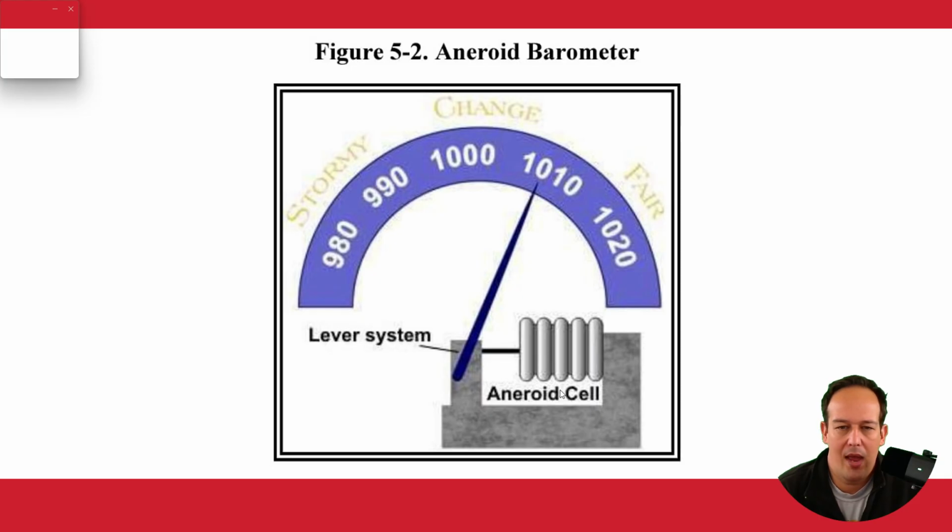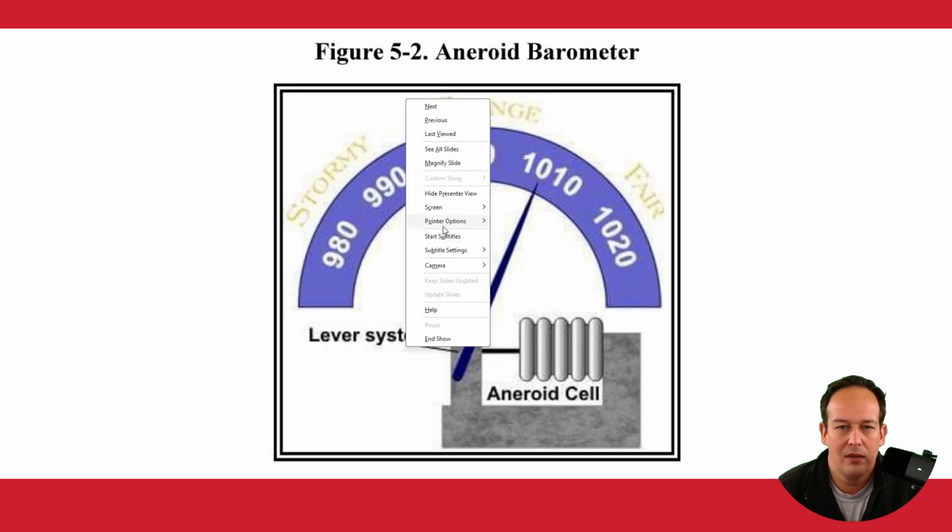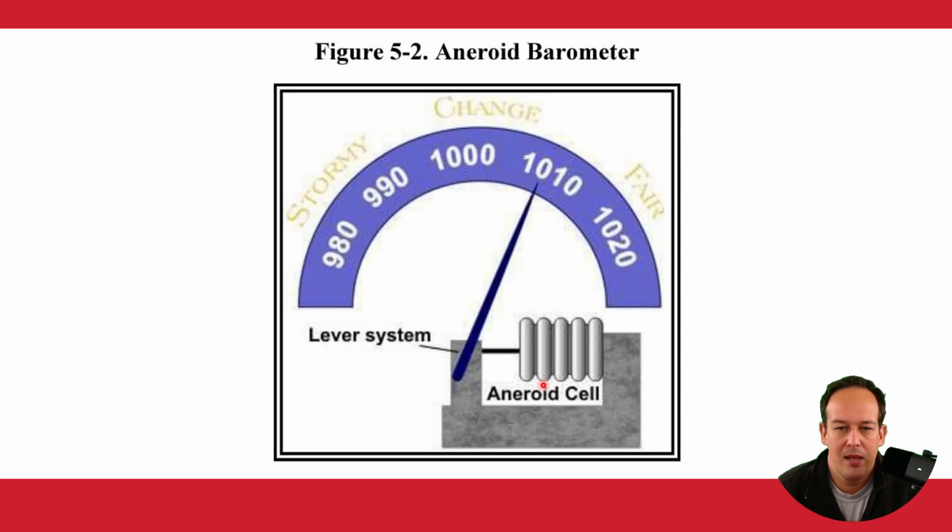As the pressure increases, I'll go ahead and turn on my laser pointer for you, the air is going to compress this aneroid cell. But then as the pressure decreases, this cell is going to expand. And as it compresses and expands, it moves this needle to indicate what the pressure is.